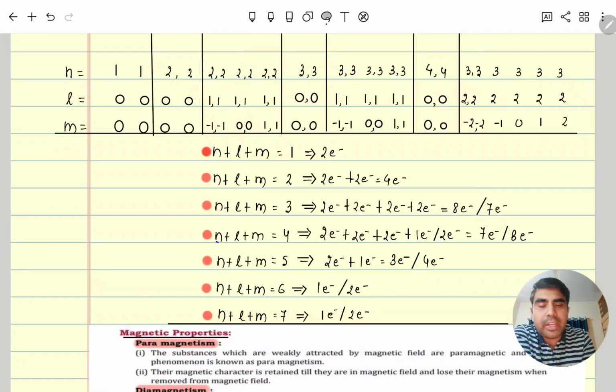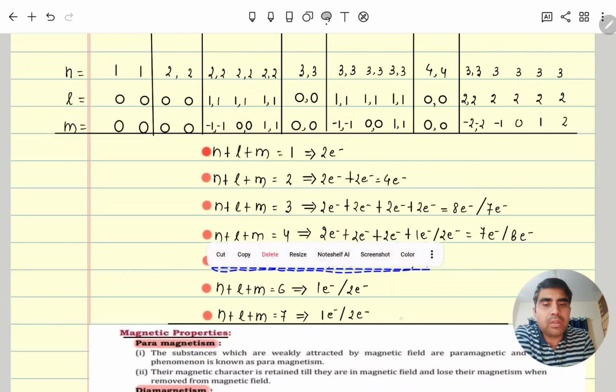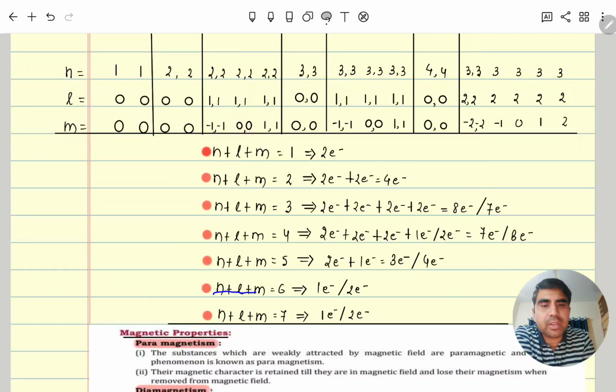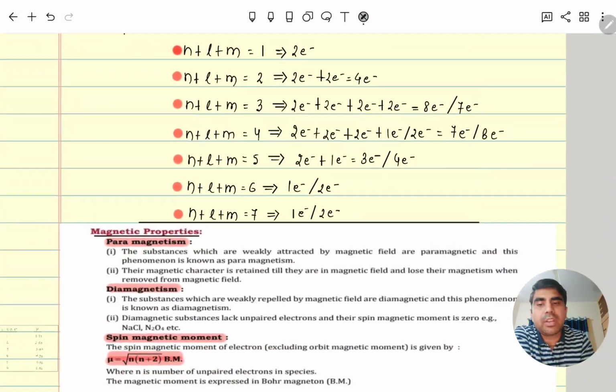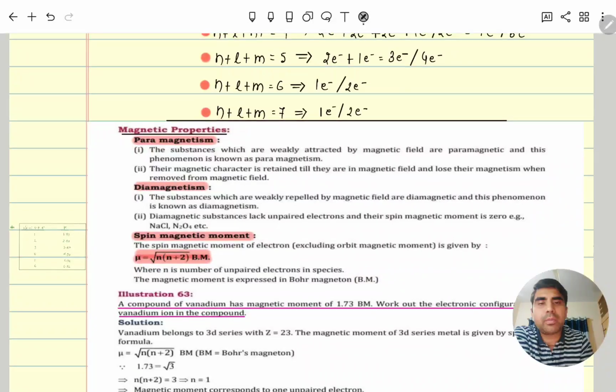For n plus l plus m equal to 4, the total comes to either 7 or 8. Similarly for 5, and n plus l plus m equal to 6, and similarly this one also. So you just calculate. Moving further, now we will discuss magnetic properties.